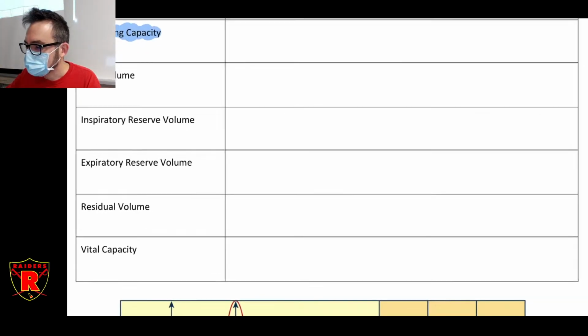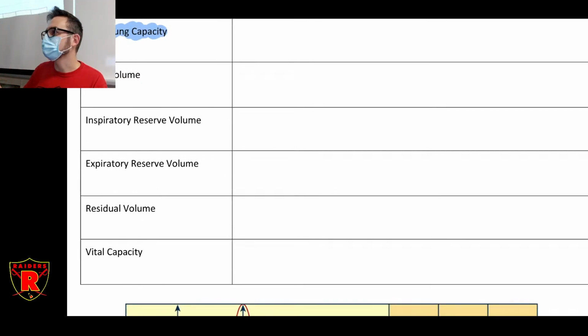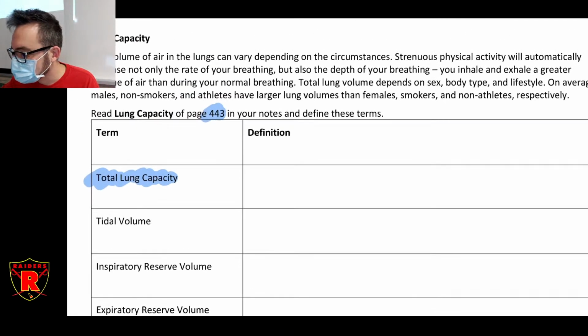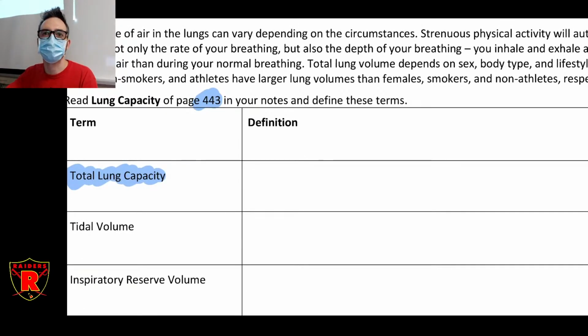You can talk about how much you regularly breathe in, the volume of air that you're breathing right now at rest. That's your tidal volume. And then there's a number of different ways to measure the functional volumes of your lungs. Like I said, there's a little reading there on page 443, and it talks about those different volumes.